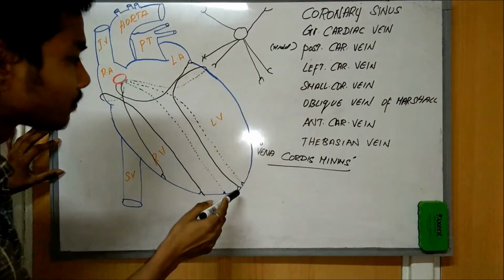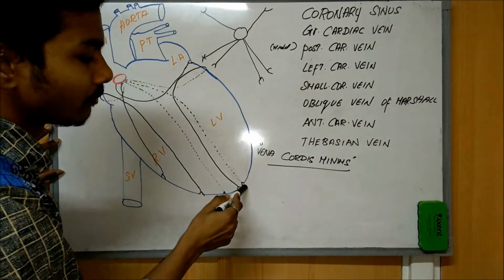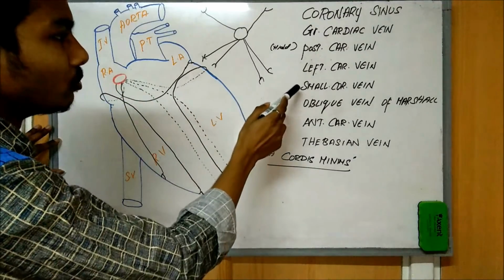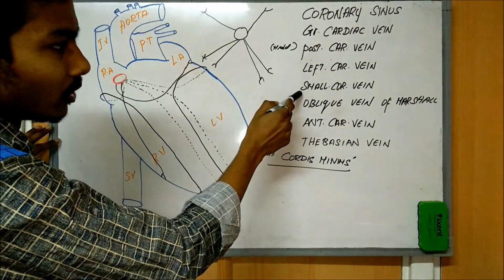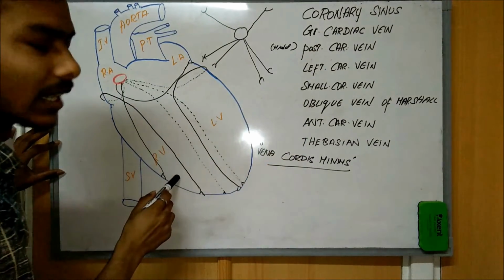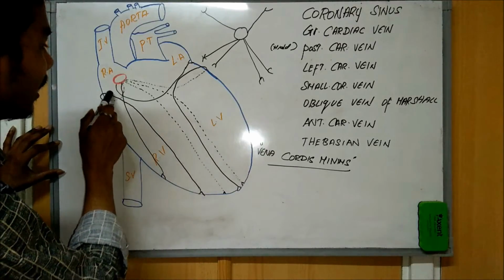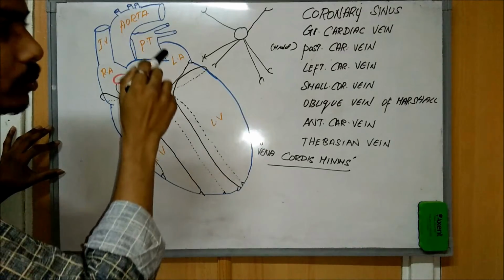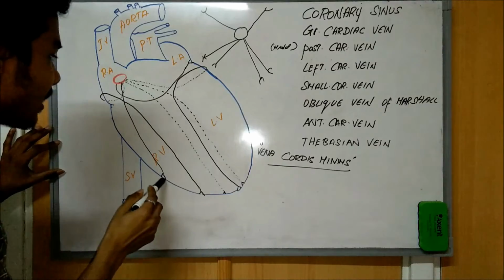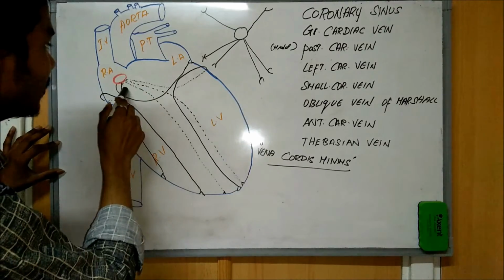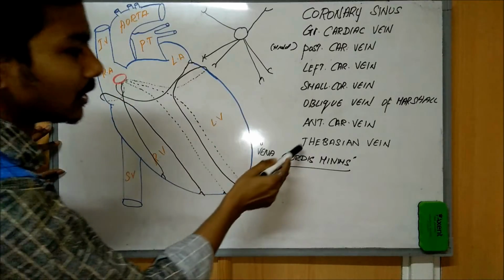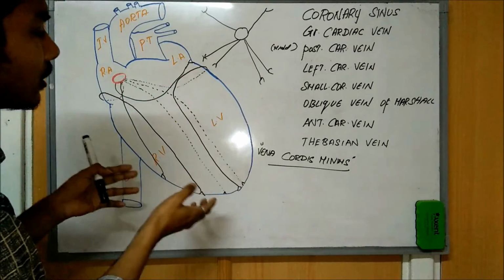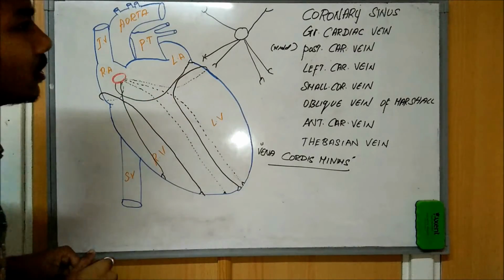The left cardiac vein also arises in the posterior aspect of the heart, goes anteriorly upward, and drains directly into the coronary sinus. The small coronary vein or small cardiac vein arises in the apex of the heart, from the right ventricle, and goes anteriorly upward, and then makes a loop in the right auricle, and drains into the coronary sinus in the posterior aspect. And then the anterior cardiac vein, which arises in the right ventricle, drains directly into the coronary sinus. The thebesian vein or venae cordis minimae are the smallest veins which arise from all over the heart, auricle and ventricle, and drain into the coronary sinus.